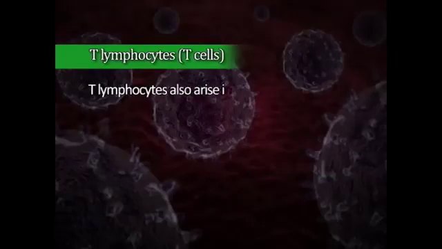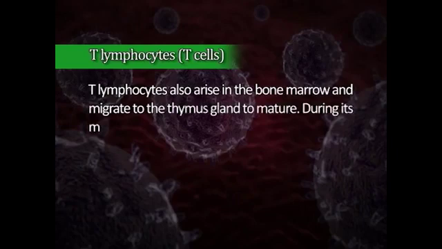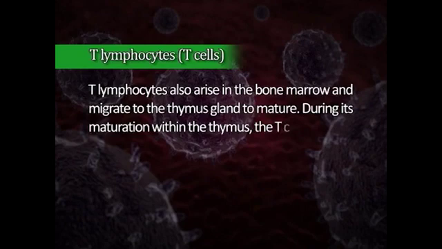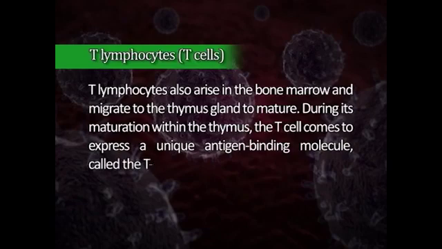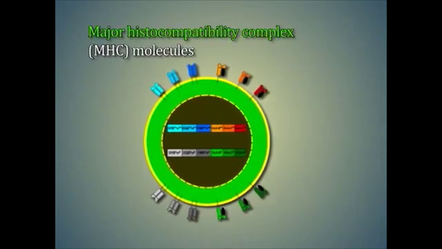T lymphocytes also arise in the bone marrow and migrate to the thymus gland to mature. During its maturation within the thymus, the T cell comes to express a unique antigen-binding molecule called the T cell receptor on its membrane. Unlike membrane-bound antibodies on B cells, which can recognize antigen alone, T cell receptors can recognize only antigen that is bound to cell membrane proteins called major histocompatibility complex, or MHC, molecules.